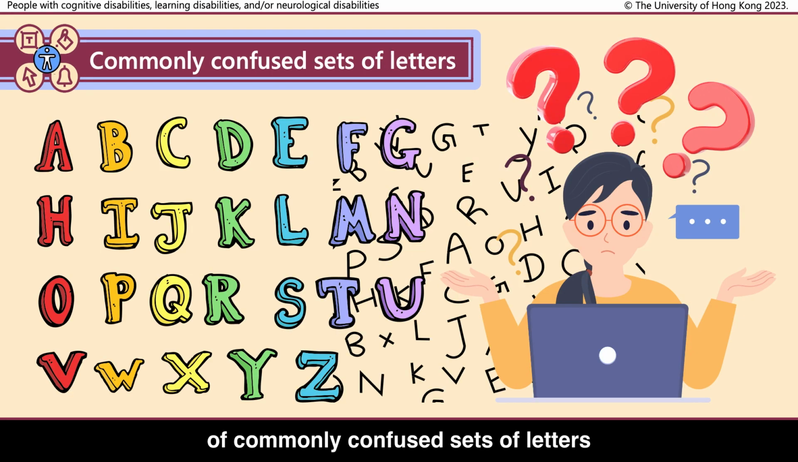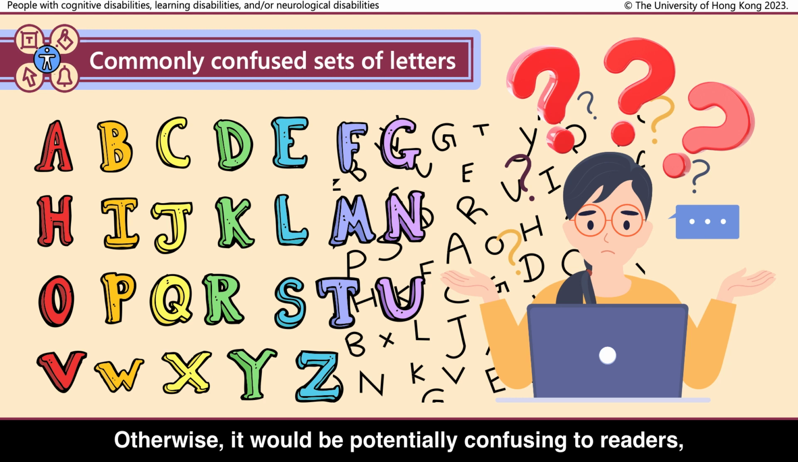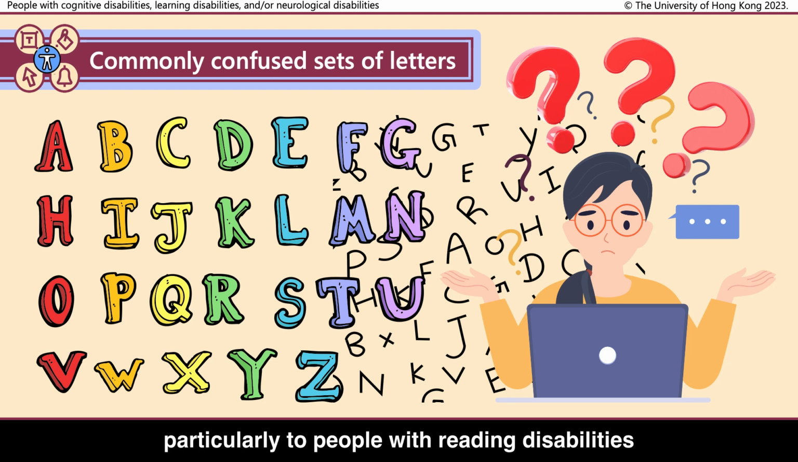Here are examples of commonly confused sets of letters that may hamper readability. When we choose a font, we may pay attention to whether the characters of that font can be clearly distinguished. Otherwise, it would be potentially confusing to readers, particularly to people with reading disabilities and people with dyslexia.